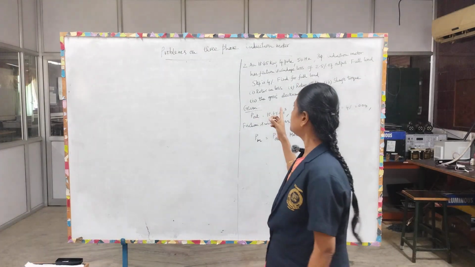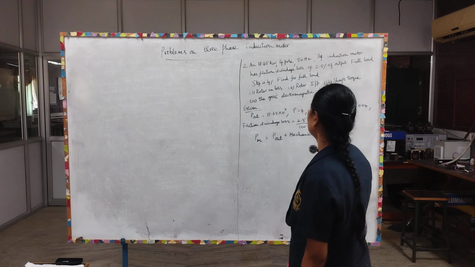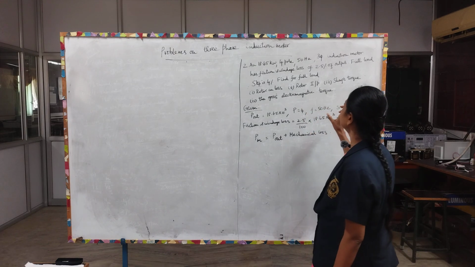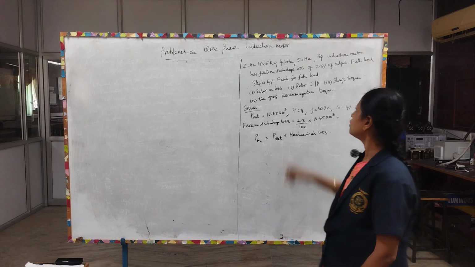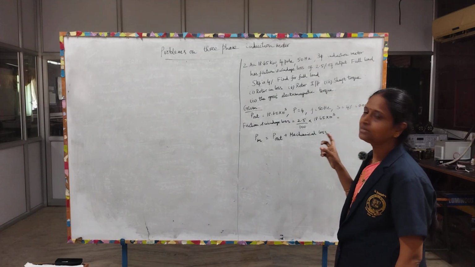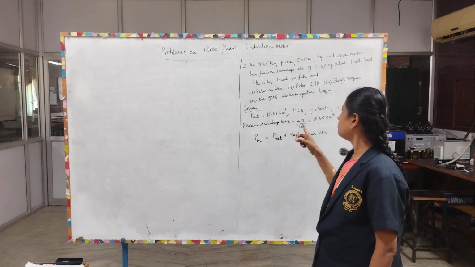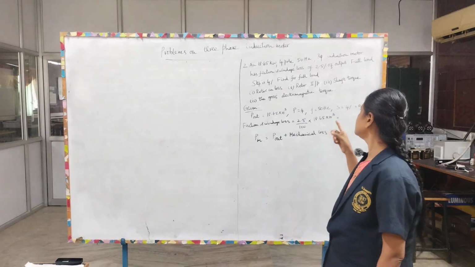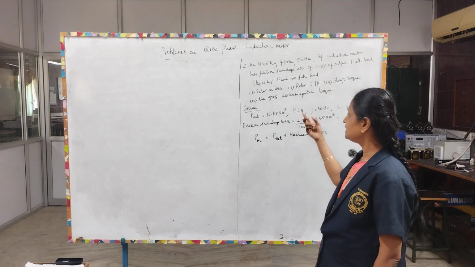So now we are moving to the second problem. An 18.65 kilowatt, 4 pole, 50 hertz, 3 phase induction motor has friction and windage loss of 2.5% of output. So full load slip is 4%. Find for full load rotor copper loss, rotor input, shaft torque, the gross electromagnetic torque. Let's write the given data.